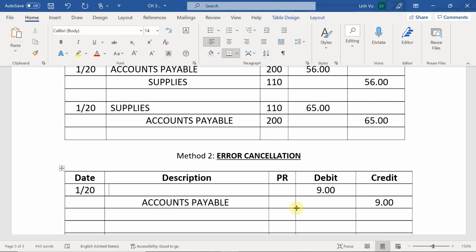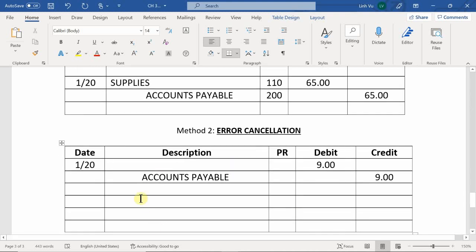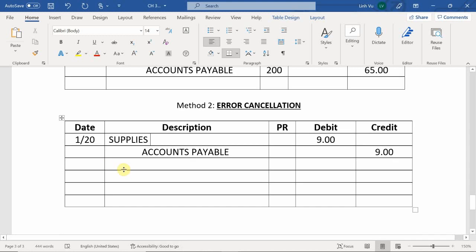Okay, I see where you're understanding it. In this case, I bought $65 worth of supplies instead of $56 in supplies. So am I short in the value of supplies or am I too much over in the value of supplies? I only have $56 worth of supplies right now. You are short in value. So in this case, I need to add $9 more in value to my supplies.